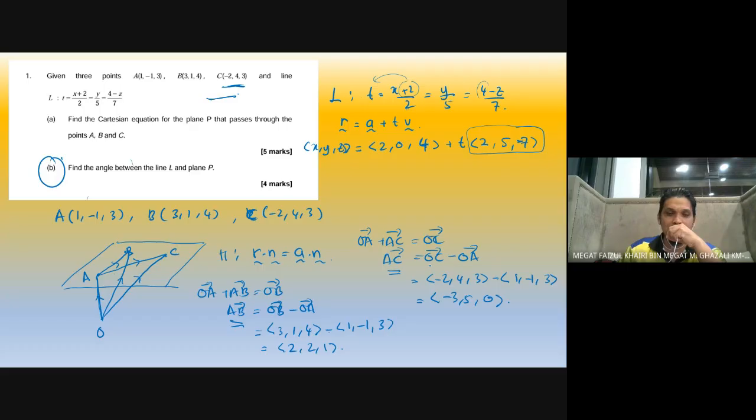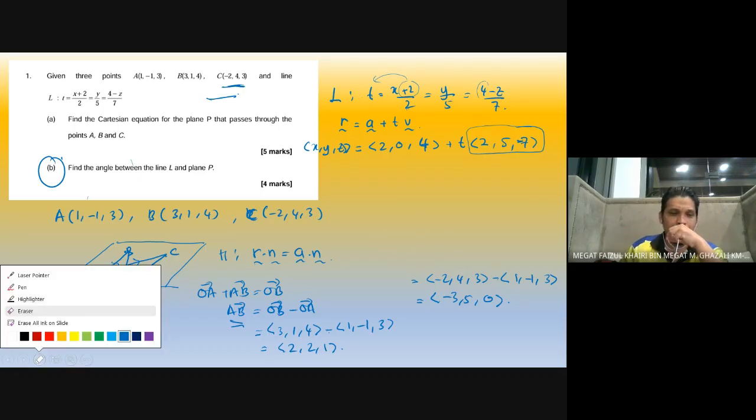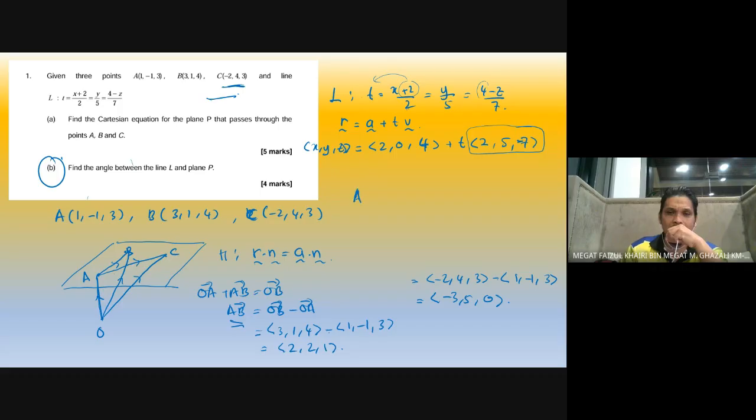Now it's time for us to find the normal of the plane. AB cross AC equal to, use this i, j, and k. AB we got 2, 2, 1, and AC negative 3, 5, 0.